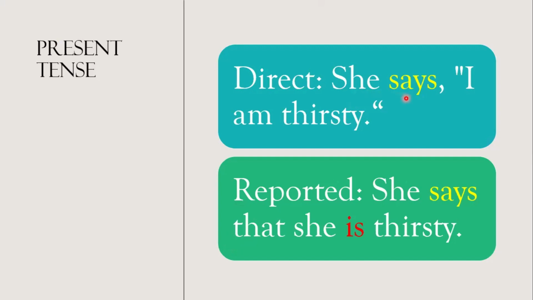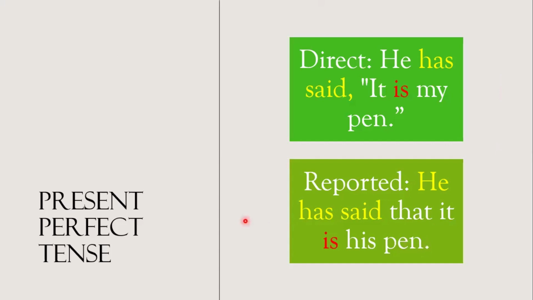Present tense. I have written the reporting verb in yellow. So this is the reporting verb. She says, "I'm thirsty." Since the reporting verb here is in simple present tense, which is the word says, we do not change the tense in the original statement. The original statement is, "I am thirsty." She says that she is thirsty. Hope it is clear.